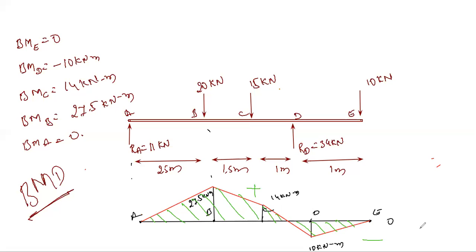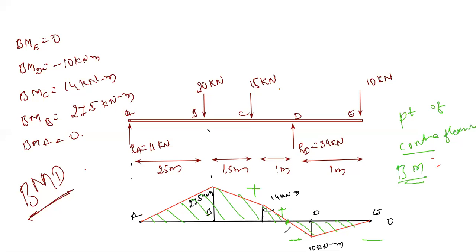So this is the positive, this is the negative. Okay, the thing is, as we have discussed in the last class, the point of contraflexure. What is the point of contraflexure? Point of contraflexure is the point where the bending moment changes its sign. So here at this point you can see the bending moment changes its sign, from negative to positive. So at this point the bending moment is changing its sign.